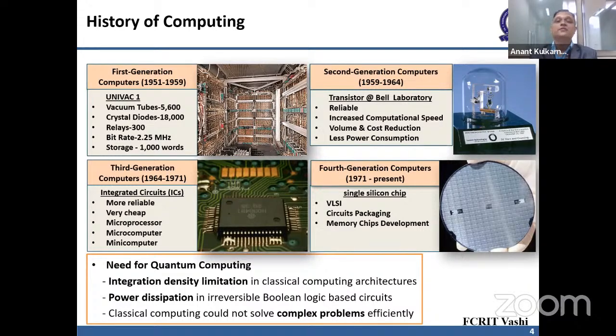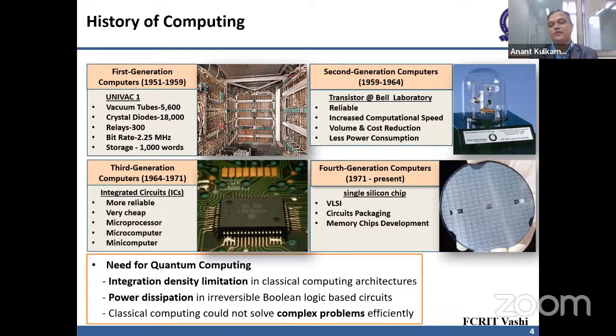They required 300 relays, and the bit rate, the rate at which data is transferred, was only 2.25 megahertz. And can you imagine what the storage capacity was? Only 1,000 words, but it was the beginning, just like the present days are the beginning for quantum computing. That kind of thing was the first generation of computers. It was very difficult. Just look at that picture.